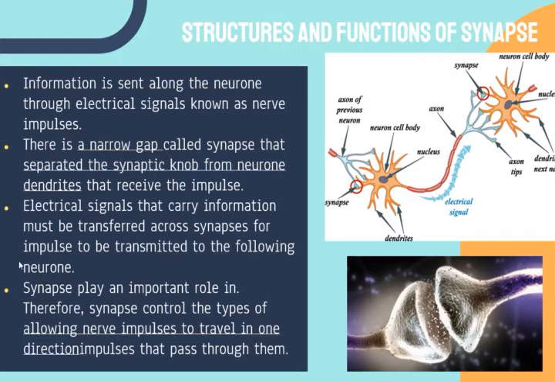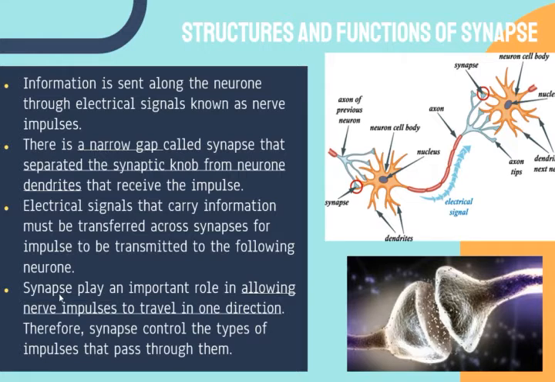So electrical signals that carry information must cross a synapse to allow the transmission of the impulse to the following neuron.